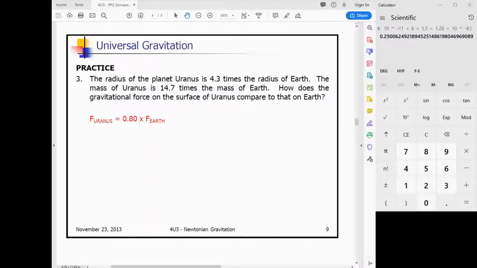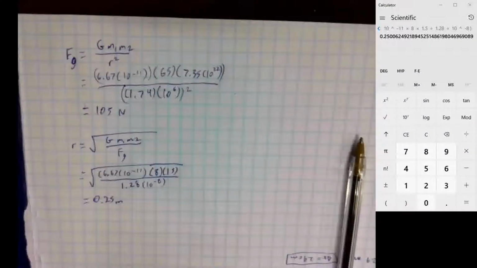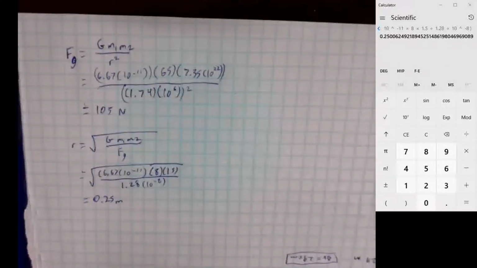One more problem here. It says the radius of the planet Uranus is 4.3 times the radius of Earth. The mass of Uranus is 14.7 times the mass of Earth. How does the gravitational force on the surface of Uranus compare to that on Earth? So here, what I need to do for this problem is compare my two FGs.